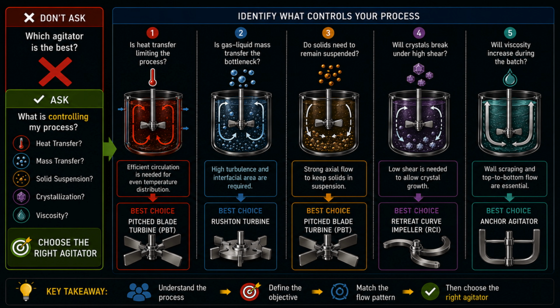These examples highlight an important lesson. Experienced process engineers don't select an agitator based on habit. They first identify what controls the process. Is heat transfer limiting the reaction? Is gas-liquid mass transfer the bottleneck? Do solids need to remain suspended? Will crystals break under high shear? Will viscosity increase during the batch? Once these questions are answered, the correct flow pattern becomes clear. And once the flow pattern is clear, choosing the right agitator becomes a logical engineering decision.